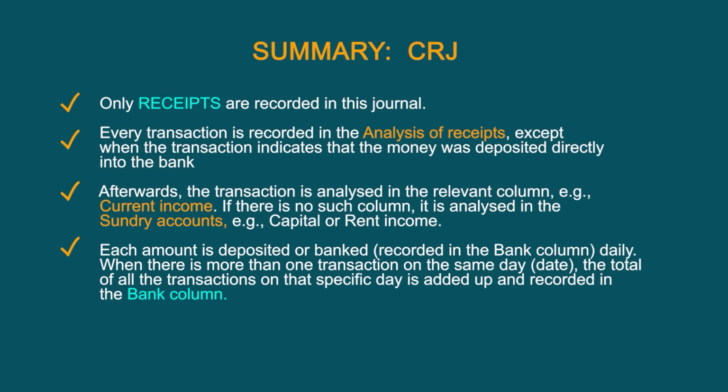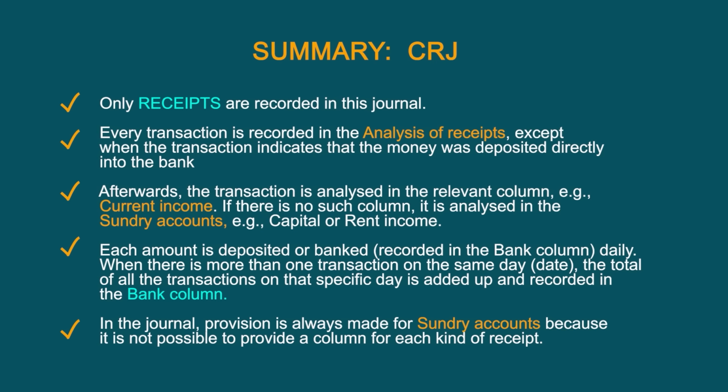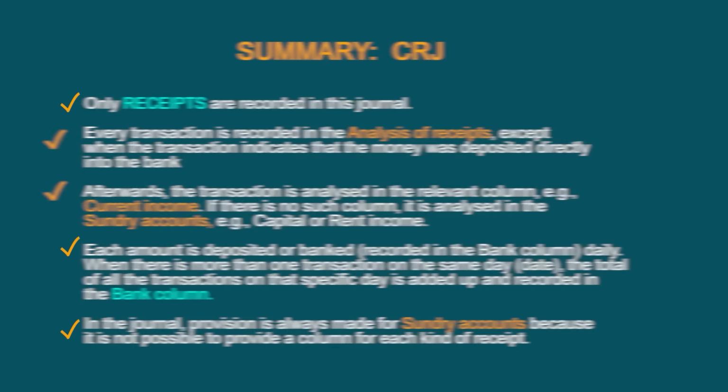When there is more than one transaction on the same day, the total of all transactions on that specific day is added up and recorded in the bank column. In the journal, provision is always made for sundry accounts because it is not possible to provide a column for each kind of receipt. Alright, grade 8, now this is the summary for the CPJ.